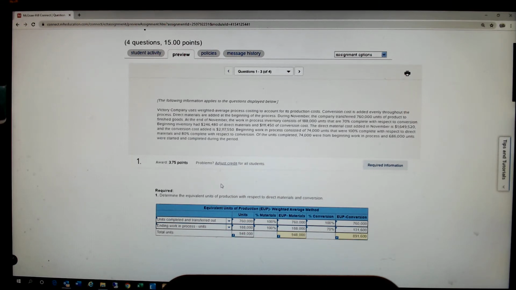It goes on to say that direct materials are added at the beginning of the process. So even if a unit is at the 1% point, 1% converted, it is full. I mean, it is done with regard to materials. It has a full charge of material cost. So even units at the 99% point have the same unit material cost as units at the 1% point, because they all get them right at the beginning of the process. Okay, it says during November the company, okay, so we're working with November. Then it starts giving us all these units and the dollar amounts and that kind of thing.